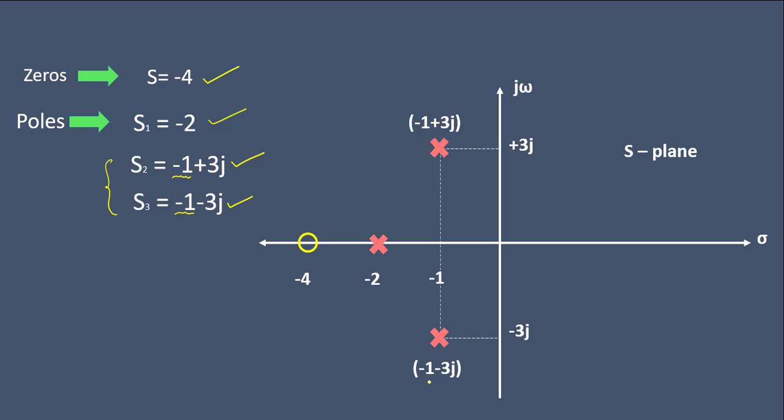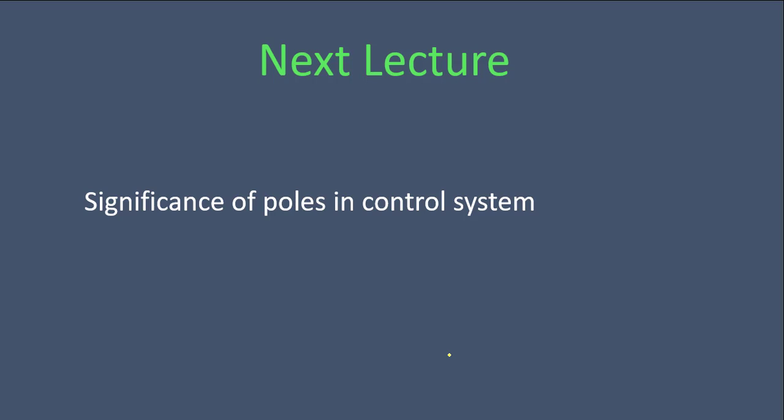So in this session, we have studied simple poles and zeros. Then we studied the poles which are repetitive, which are called multiple poles. And the third point we studied is complex poles and zeros. Now I hope you have a good idea about the types of poles and zeros. So in the next lecture, we will study the significance of poles in a control system.